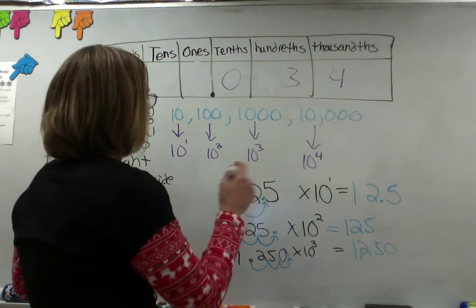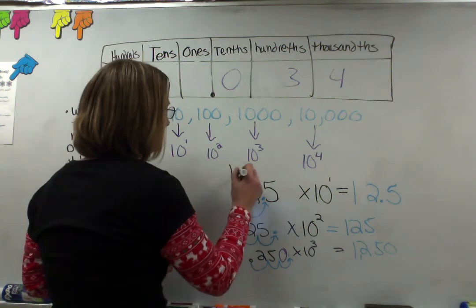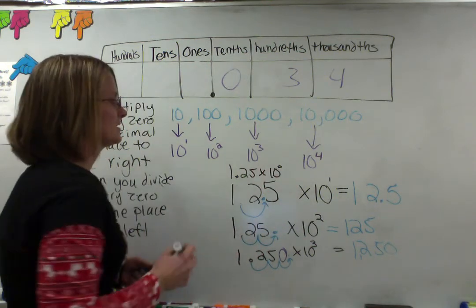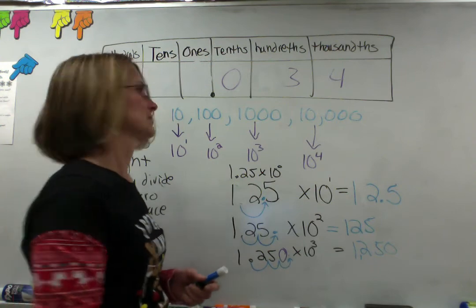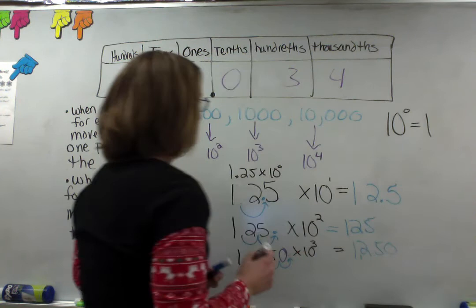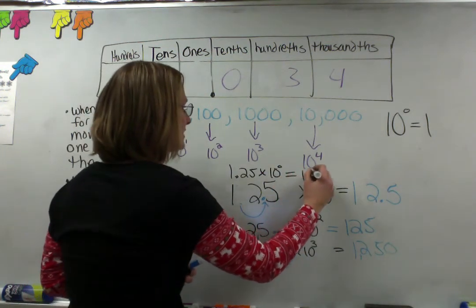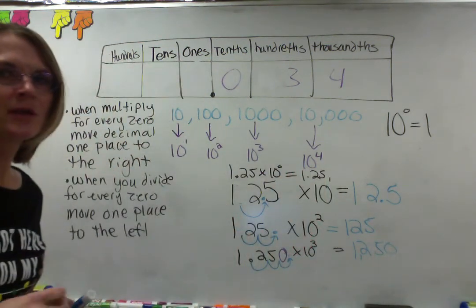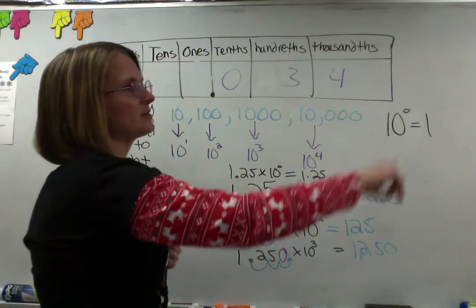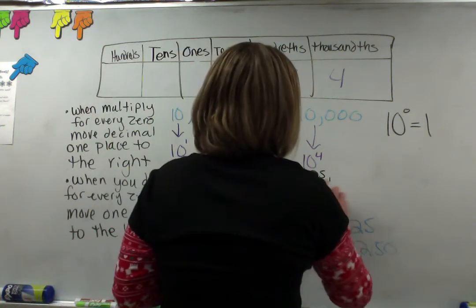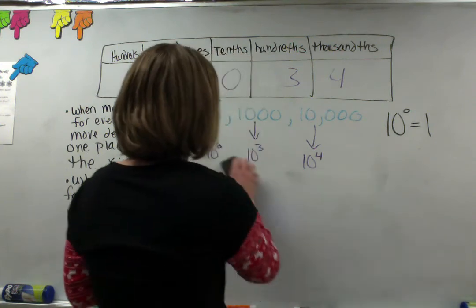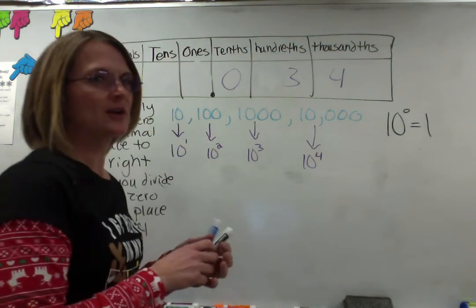Of course, what we didn't talk about was 1 and 25 hundredths times 10 to the 0 power. Well, 10 to the 0 is a 1 with no zeros. So 10 to the 0 equals 1. And when you multiply something by 1, it stays the same. It does not change. So for every zero you multiply by, you're moving your decimal to the right that many places. Which means since division is the opposite, you're going to do the same thing, but you're going to move the decimal in the opposite direction.